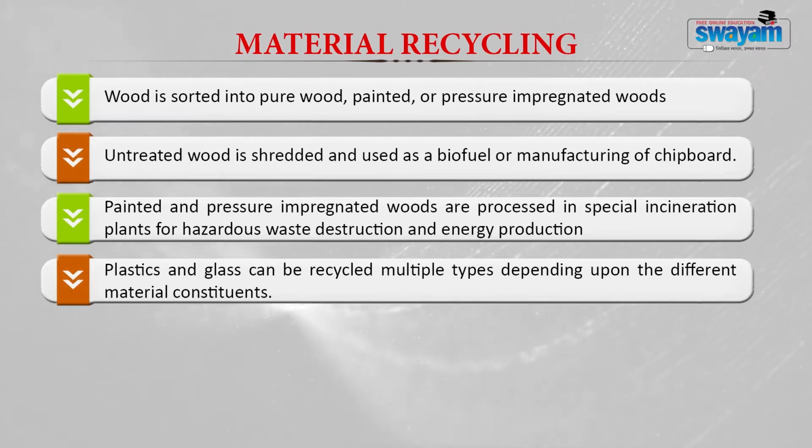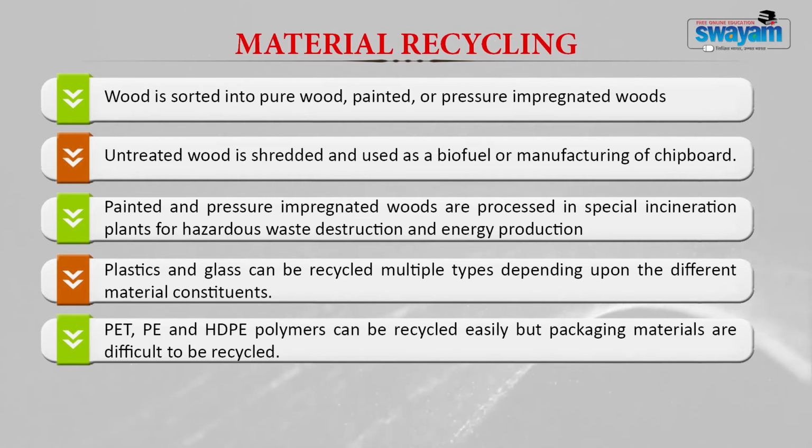If the polymer or the glass is pure, I mean not contaminated, then you can subject them to multiple recycling. Examples are PET bottles, PET polymers, PE polyethylene, and HDPE, high density polyethylene. These polymers can be easily recycled, but packaging materials are difficult. Among the plastics, packaging materials are more common when you compare them to materials like PET, PE, HDPE. Their recycling is very easy.